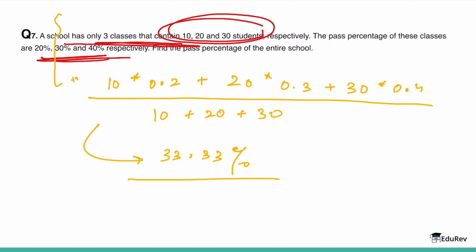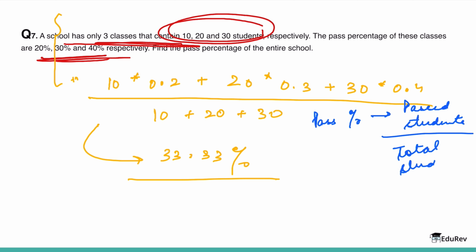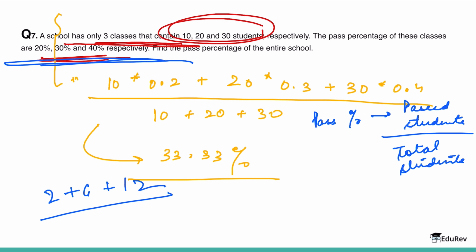The pass percentage would be given by passed students divided by total students. Now as soon as you get into the second line of the question, which gives 20, 30 and 40%, just get back to the first sentence and get the number of passed students. So it will be 2, 6 and 12. Correct. And you are through with the problem. So this is exactly what you need to do.